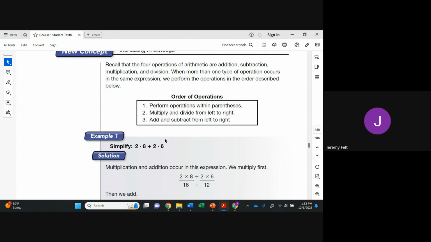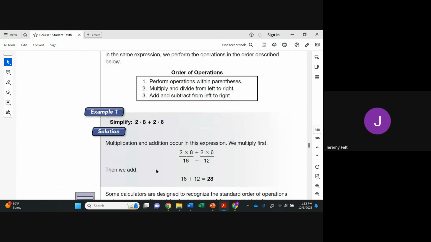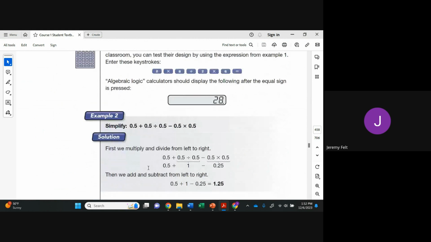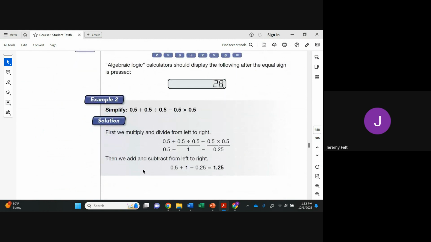So I have 2 times 8 plus 2 times 6, which I don't just work left to right because I have multiplication, addition, and multiplication. So I have to multiply, and then I add. 2 times 8 is 16. 2 times 6 is 12. So 16 plus 12 is 28. If you're doing it in your calculator, just be careful.